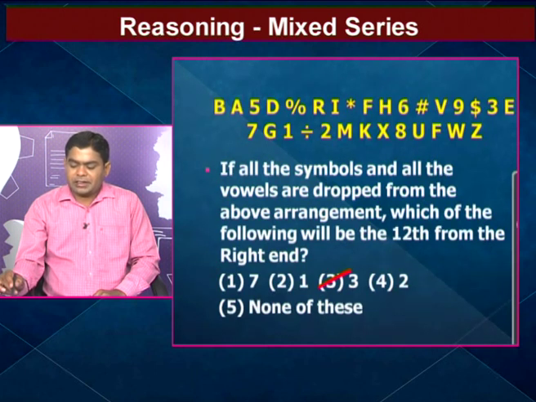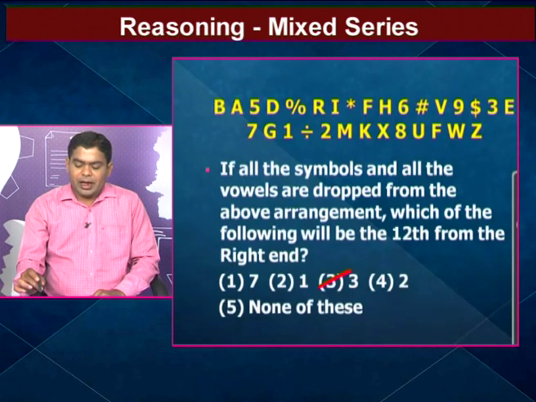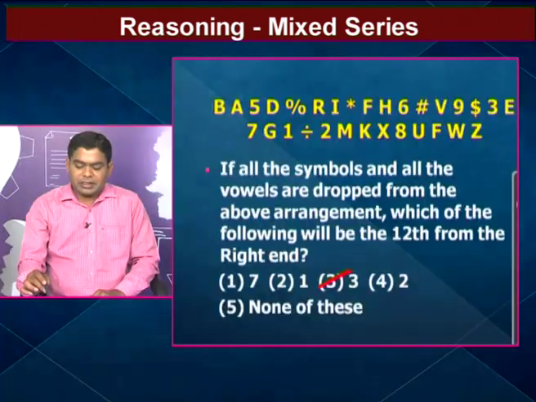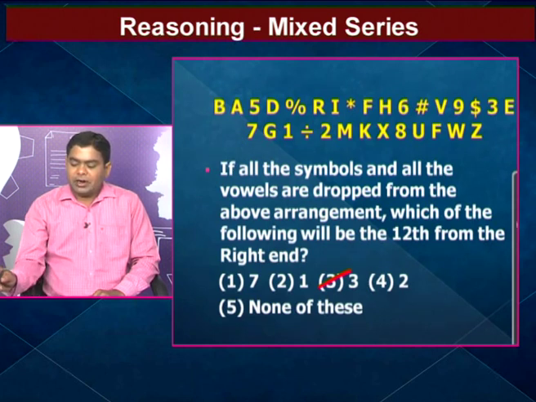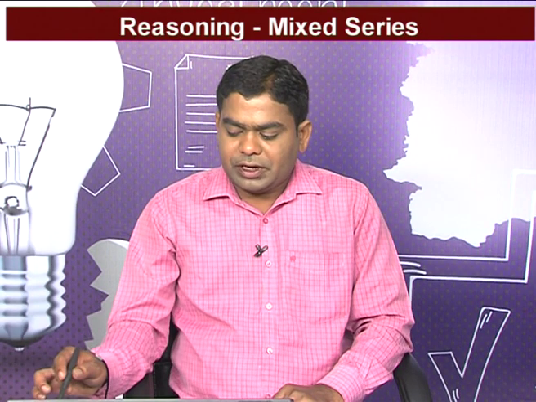The third element is F, the fourth element is 8, the fifth element is X, the sixth element is K, the seventh element is M, and the eighth element is 2. For the 12th from the right end, the eighth element is 2. You drop the symbol, and the next number also, then next 9, next 10, next 11, next 12. The 12th element is 3. The vowel is dropped. The answer is third. We go to the next question.